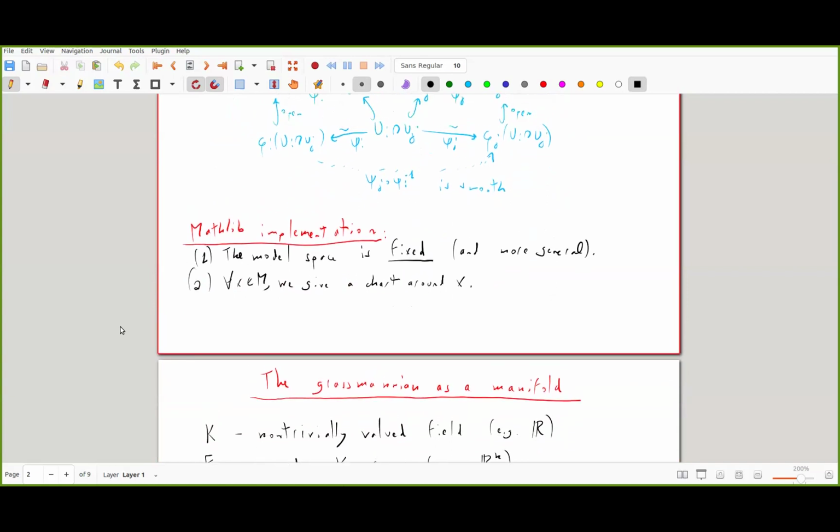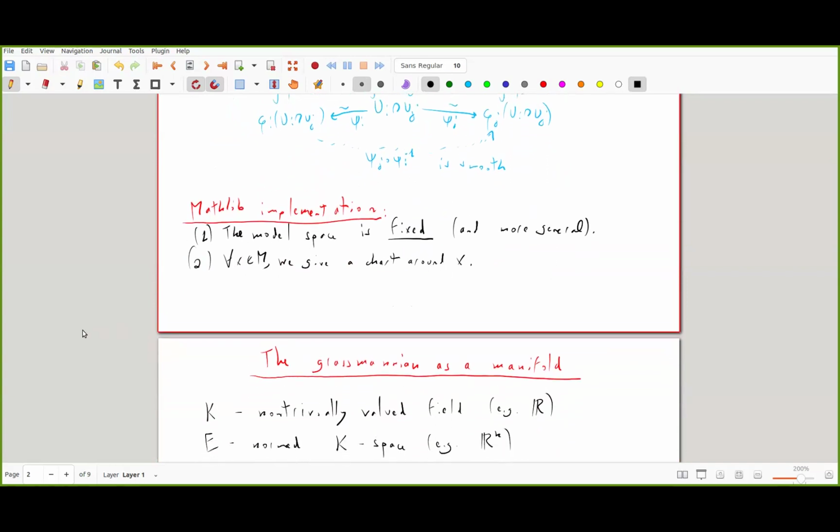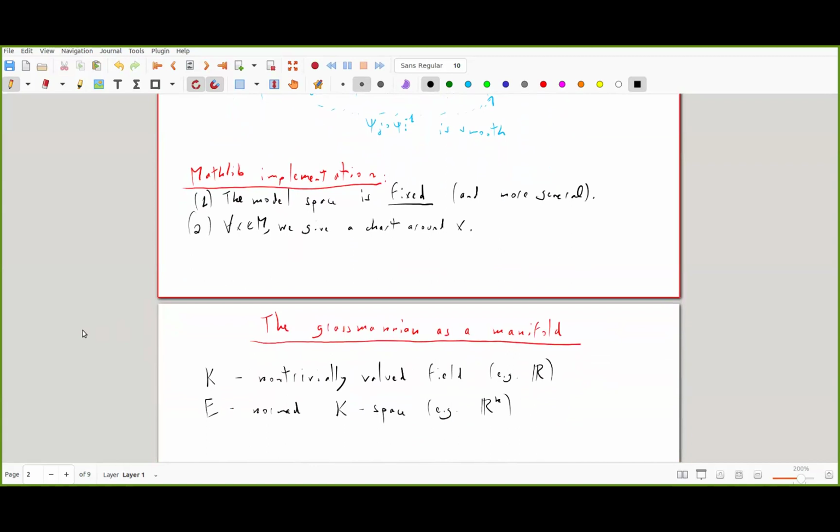Anyway, let's come back to the Grassmannian. So if we want the Grassmannian to be a manifold, we need to have some kind of topology on E. So I'm going to take the field to be a valued field, so you can think that it's R, for example. And E is a normed space, so you can think it is R^n, with your favorite norm, like the Euclidean norm.